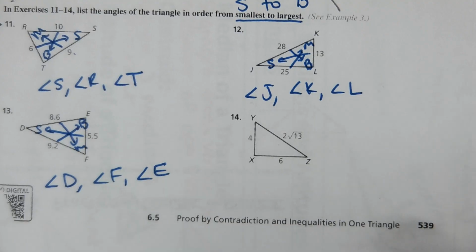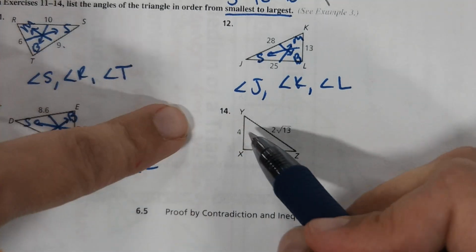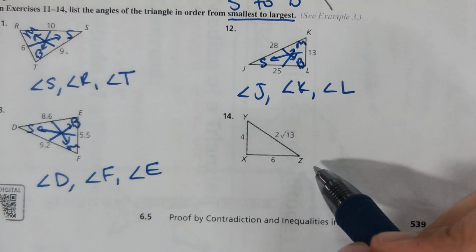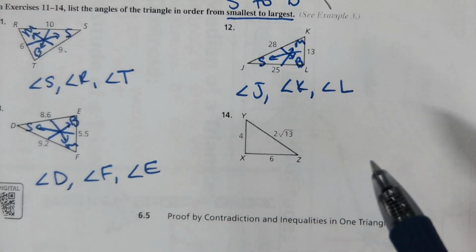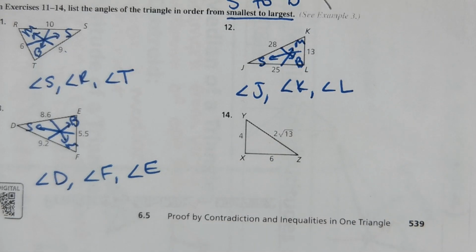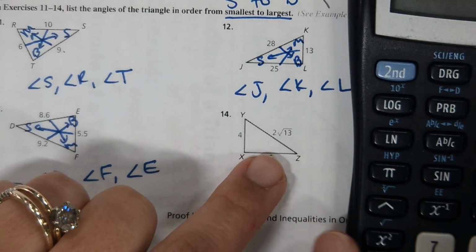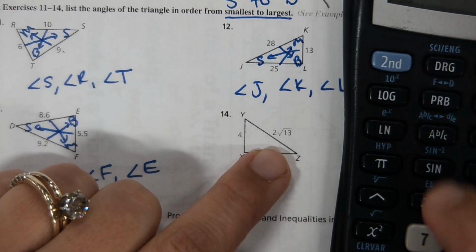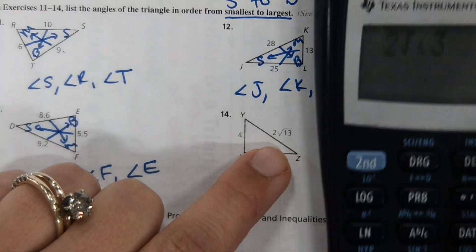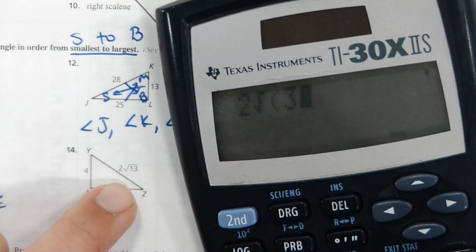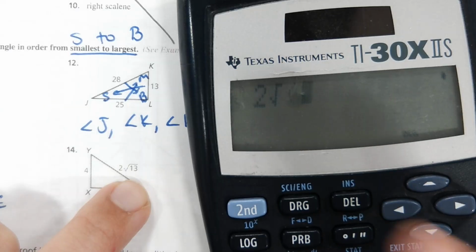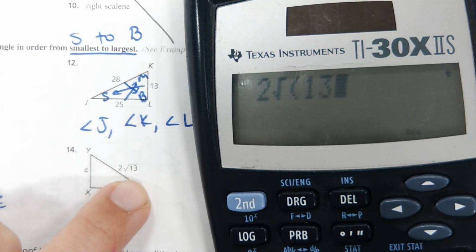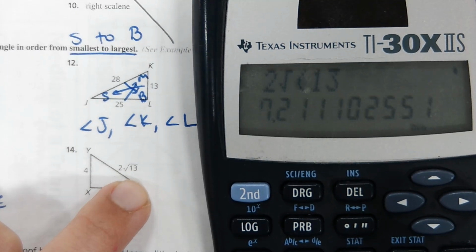For 14, we have 4 and 6. I can see this is smaller than this, but I don't know the length of this one, and I can't really compare it to those. So what you would do is just in a calculator, find the decimal of whatever that equals. So you just do 2 square root of 13, putting in exactly 2 square root of 13, and then I'm going to see what that equals. It equals this number. I'll just round it to 7.2.